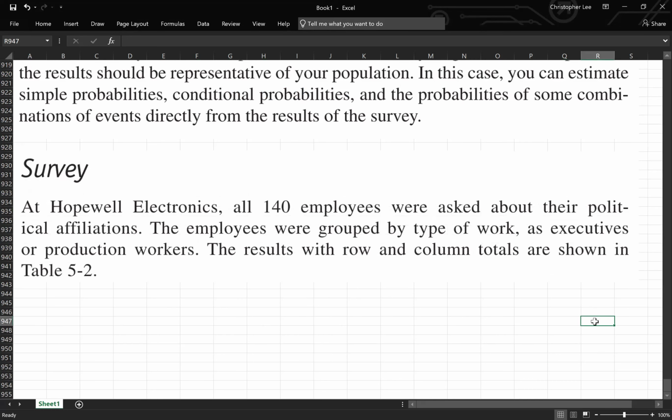At Hopewell Electronics, all 140 employees were asked about their political affiliations. The employees were grouped by type of work, as executives or production workers. The results with row and column totals are shown in this table. I'm about to show y'all right now.